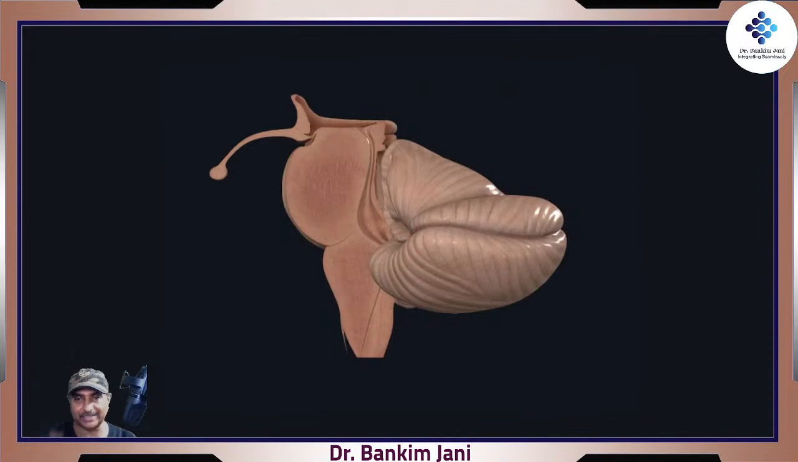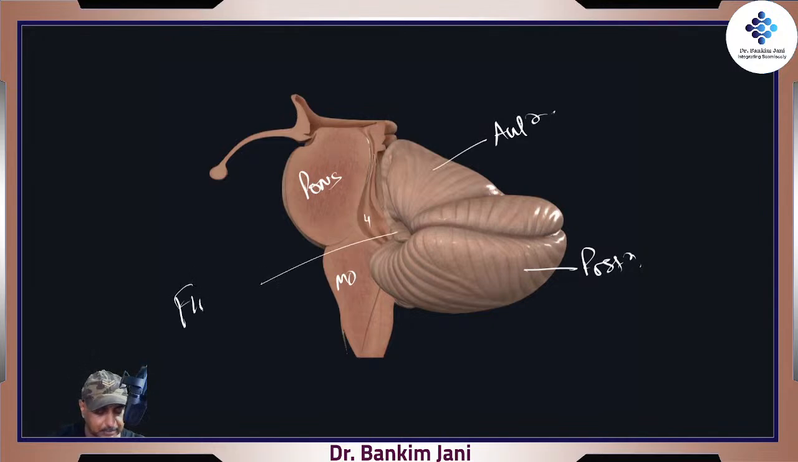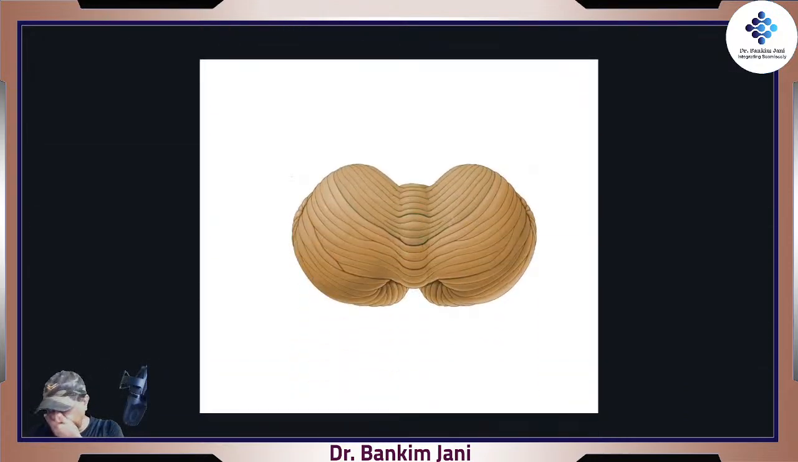Now, if we just take a section, just to make ourselves crystal clear. So this is what? This is pons, right? That is medulla oblongata, and we see this over here, right? That's the fourth ventricle, right? This one would be the anterior lobe. This one would be the posterior lobe, right? And this one is flocculus. Okay. Now, over here, we understand only two things, and then we move on to the next image.